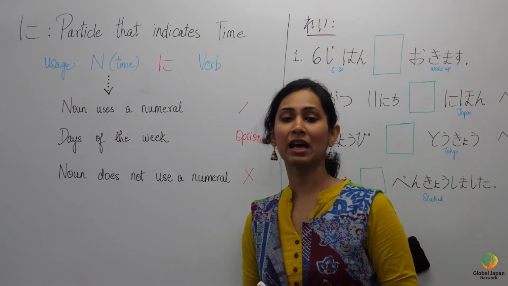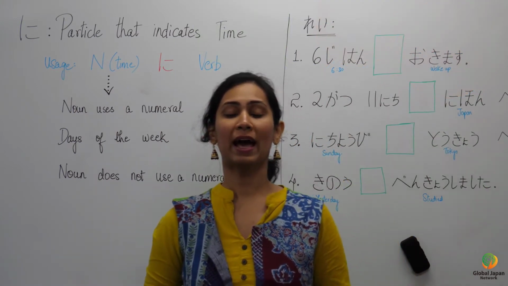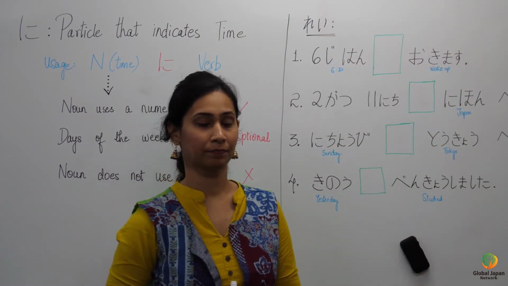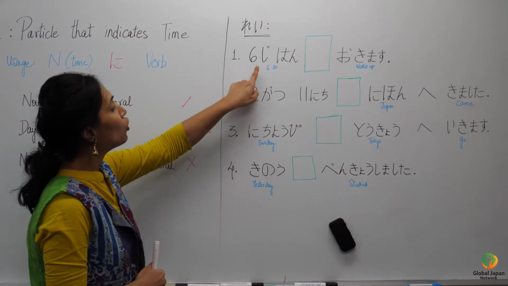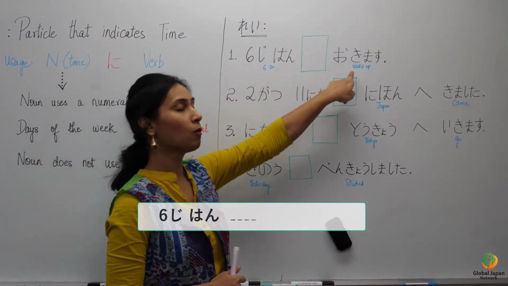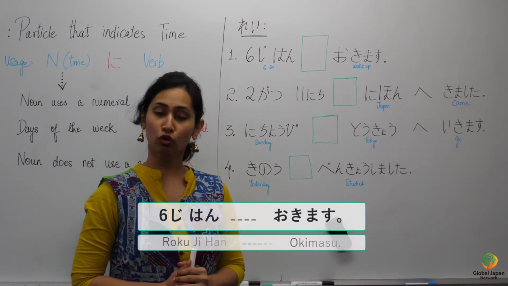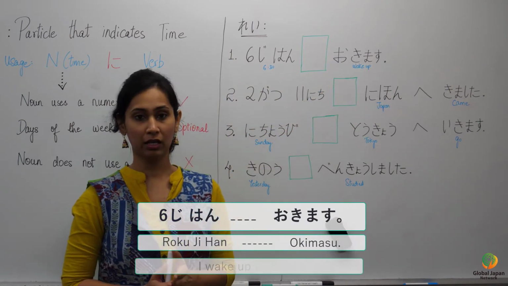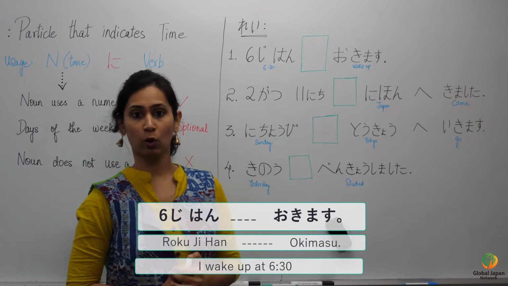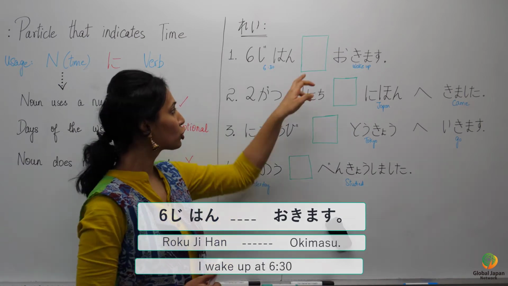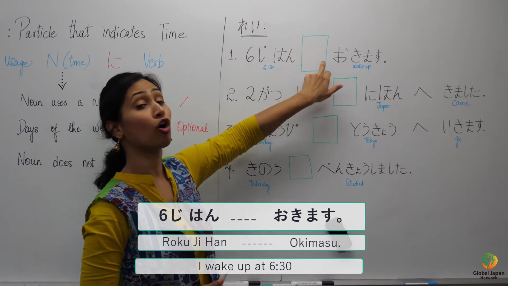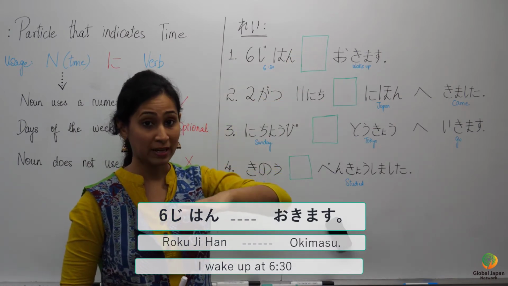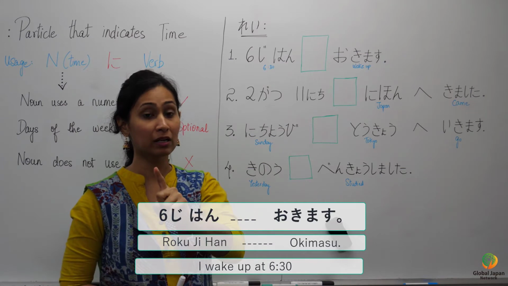So let's understand this by looking at some examples. First example. Rokuji han okimasu. Rokuji han means 6:30. Okimasu means wake up. Should we indicate this time with the particle ni or not is the question. I repeat, please note the position of the particle.